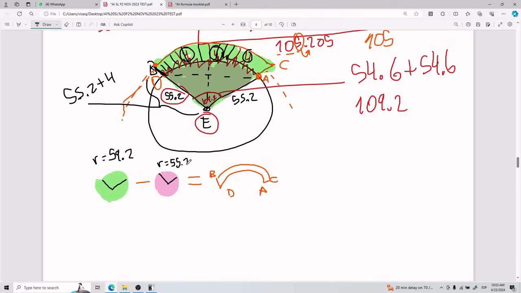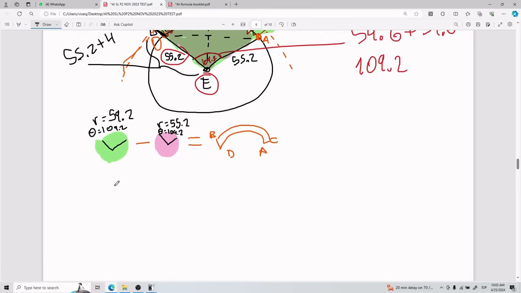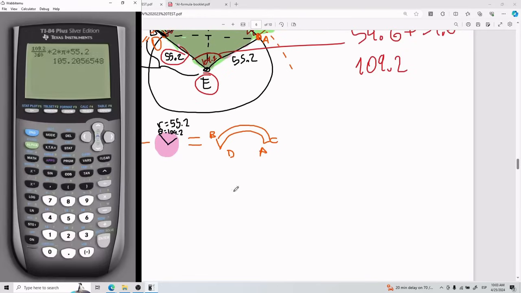Now, because they are the same arc, just that one of them is bigger than the other, the angle that we're going to be using is the same. 109.2 and 109.2. Alright guys, I know this is a little bit confusing, but this is probably as clear as I can get, okay? So, point is, from here, the area of the green one, right?